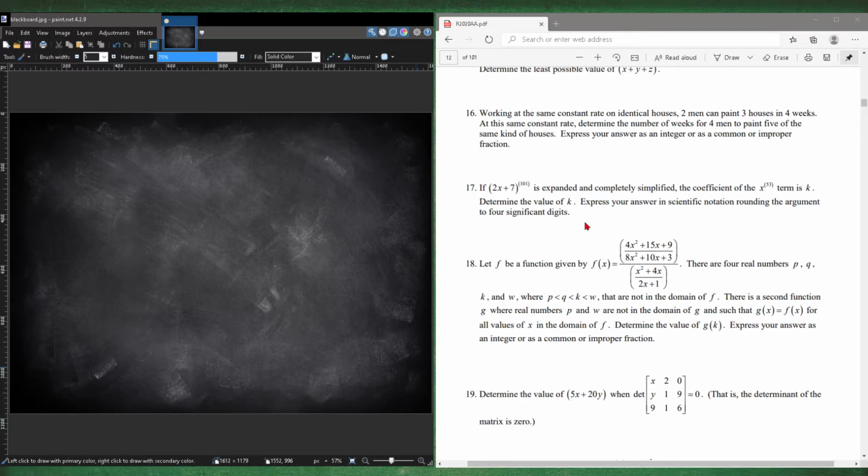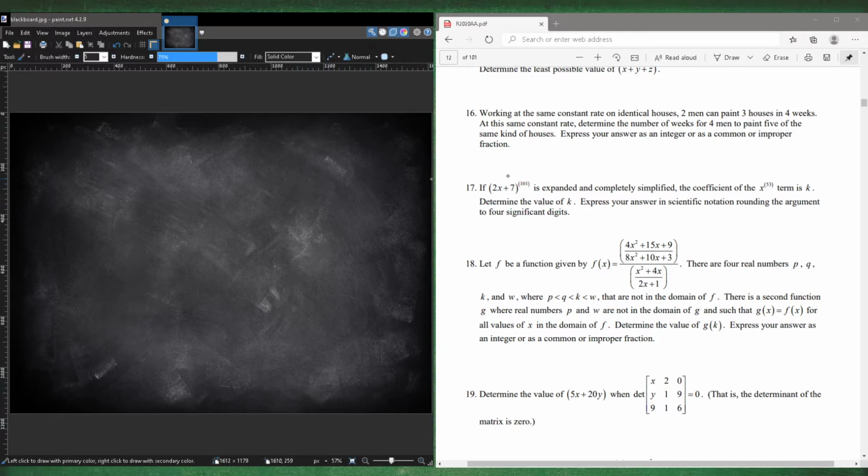Number 17. (2x + 7) to the power of 101 is expanded and completely simplified. The coefficient of the x to the power of 53 term is k. Determine the value of k. Write in scientific notation with four significant digits.